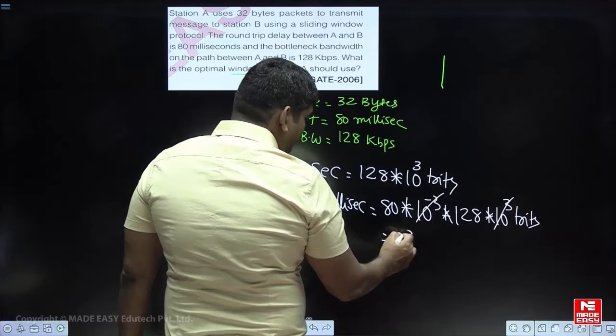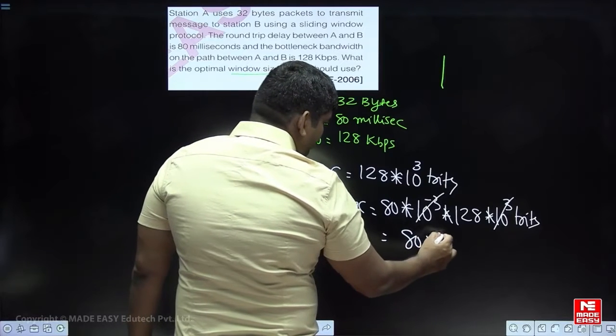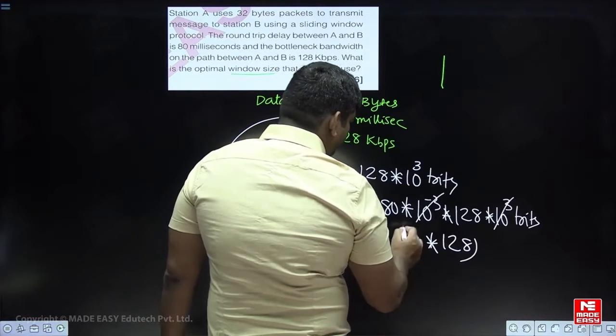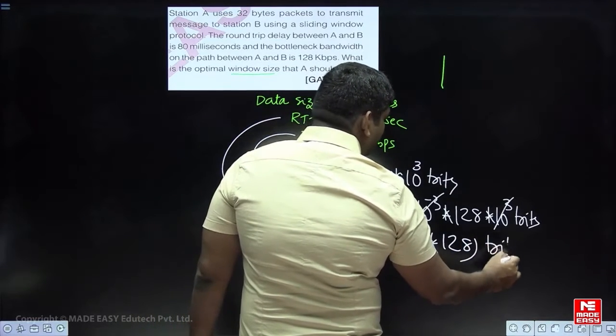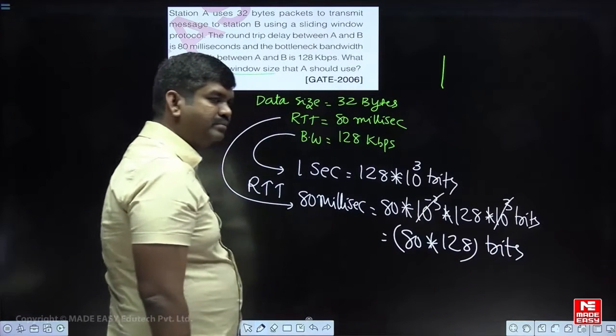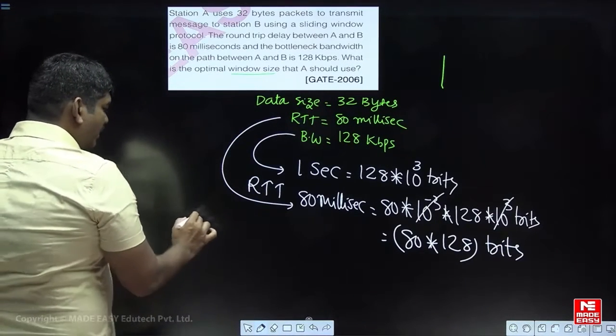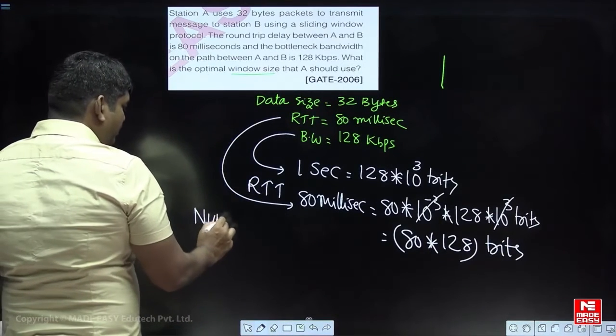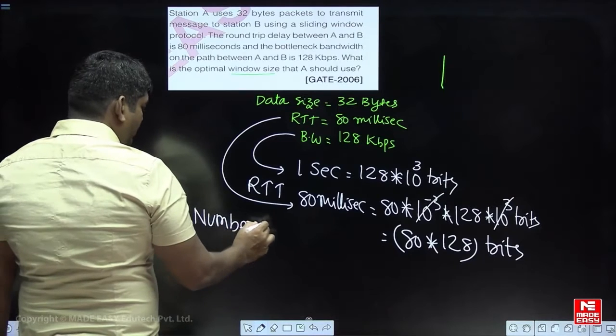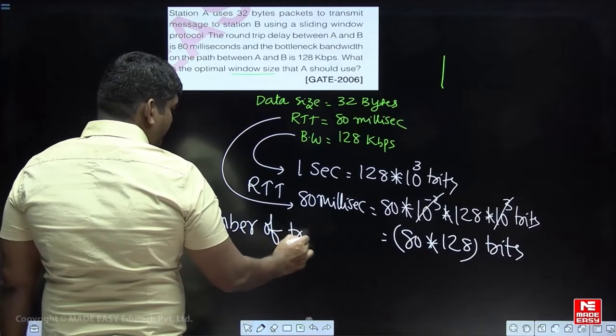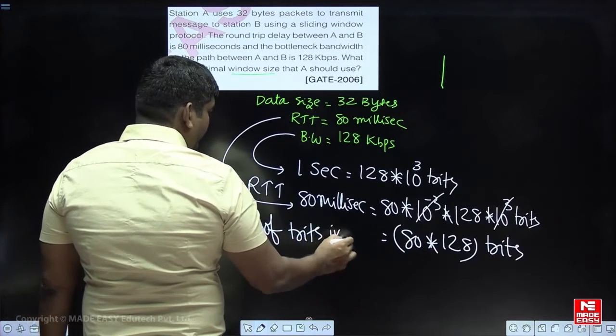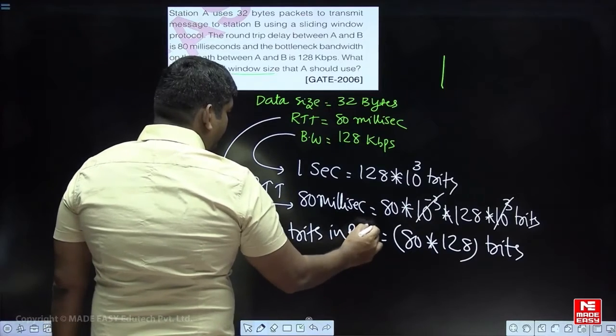So this is nothing but 80 into 128. What are the units here? Bits. So whatever you calculated is nothing but the number of bits that can be transmitted in the RTT.